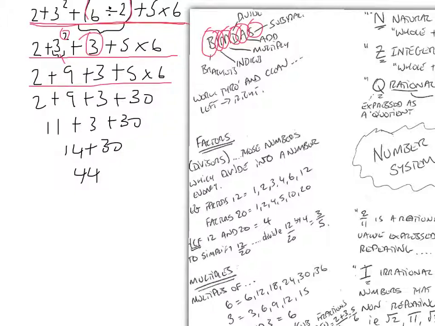Then we look from left to right to see if there's any multiplication signs, and yes, there's one here. So we deal with that next, and we rewrite 2 plus 9 plus 3 plus 30. And then I like to just be safe and do these two at a time. 2 plus 9 is 11. 11 plus 3 is 14, and 14 plus 30 is 44. And that's your answer to this long sum using the BIMDAS method, working from left to right, ticking off each of these as you meet with them.